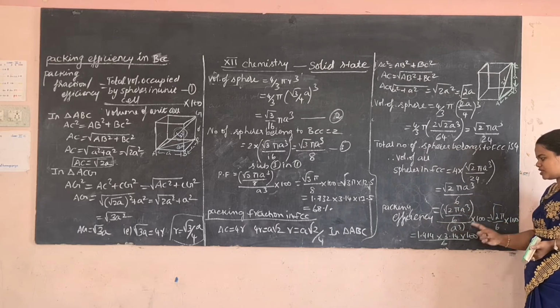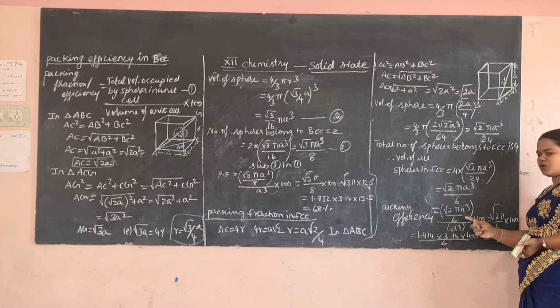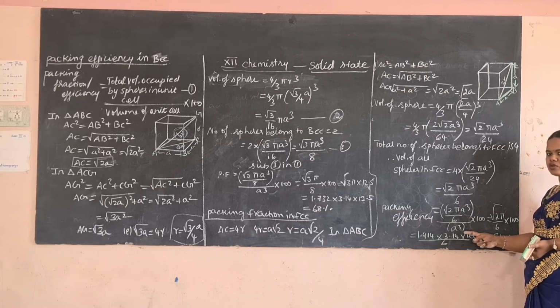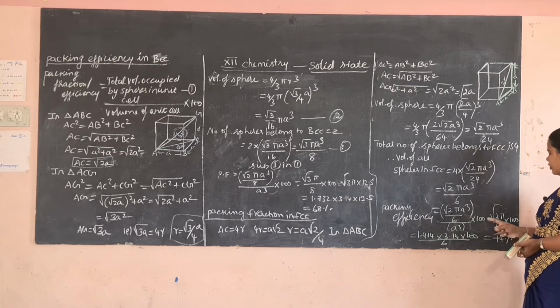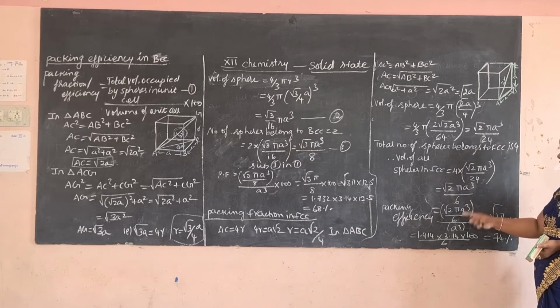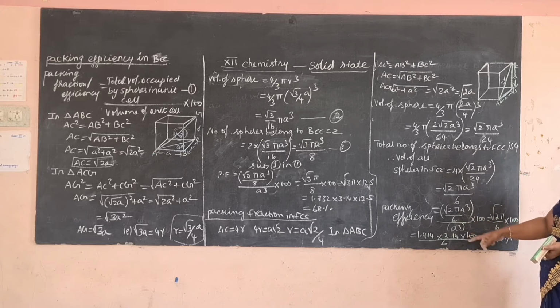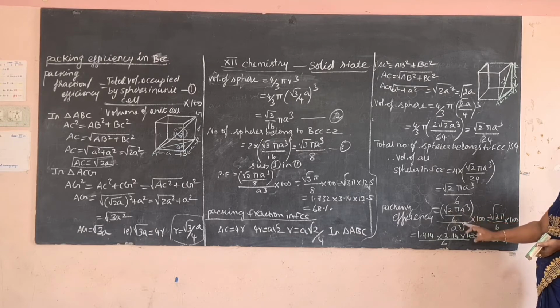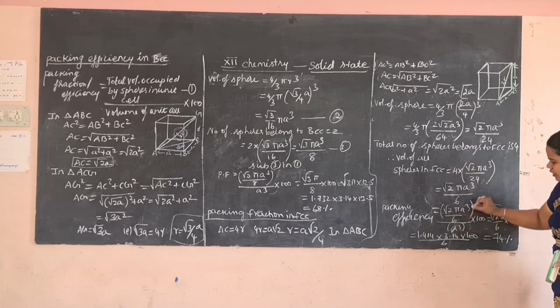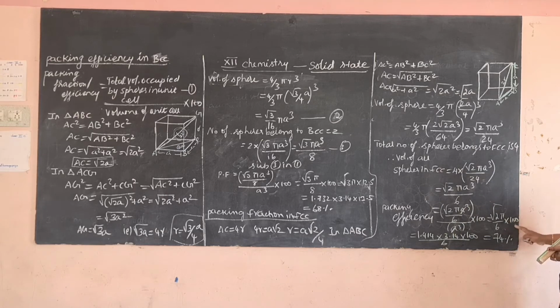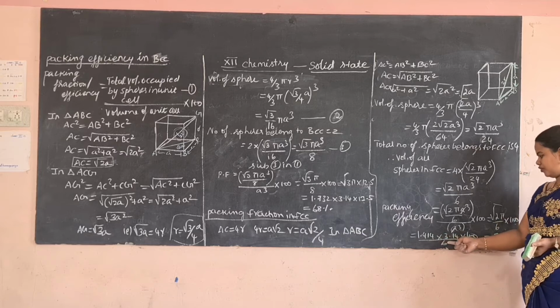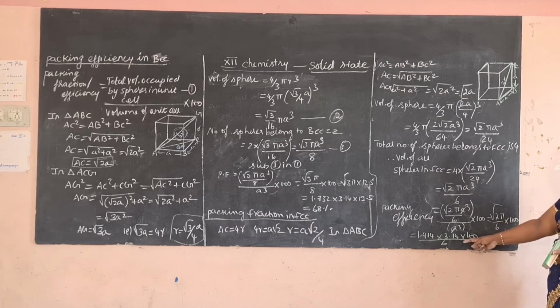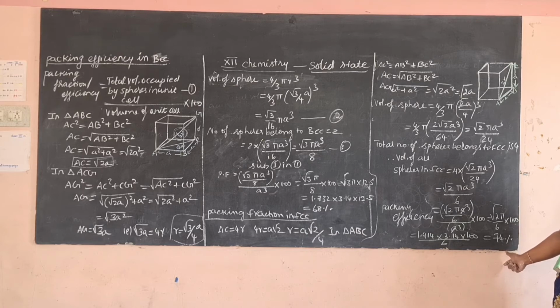So the total volume of spheres in the unit cell is root 2 pi A cube divided by 6, divided by the volume of the cube, A cube, into 100. Now when you divide this equation, A cube will be cancelled, then you get root 2 pi by 6 into 100. Root 2 value is 1.414, root 3 is 1.732. So root 2, 1.414, into pi value 3.14, into 100 divided by 6, it will be equal to 74%.